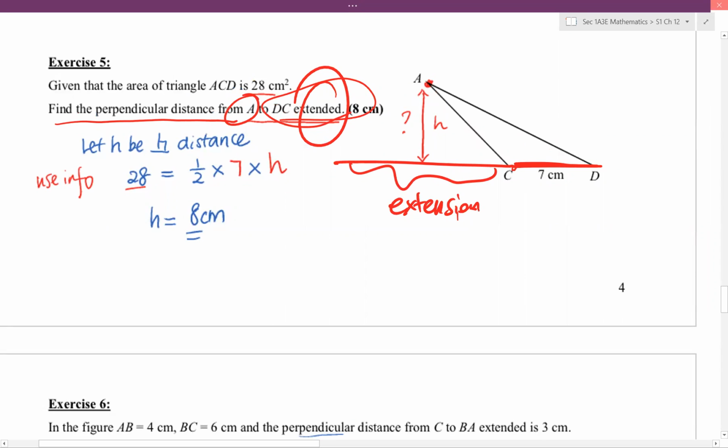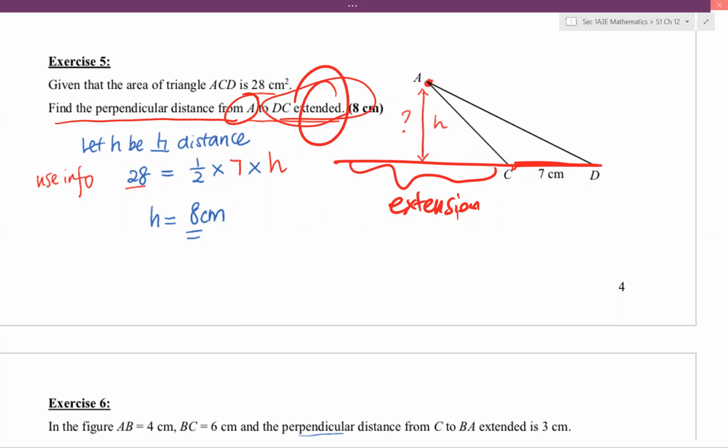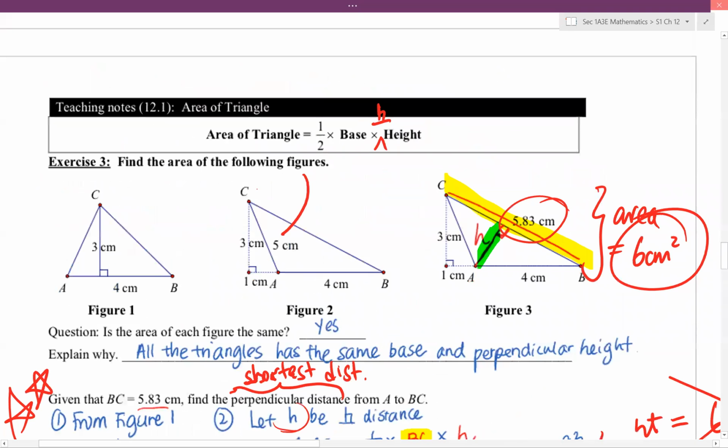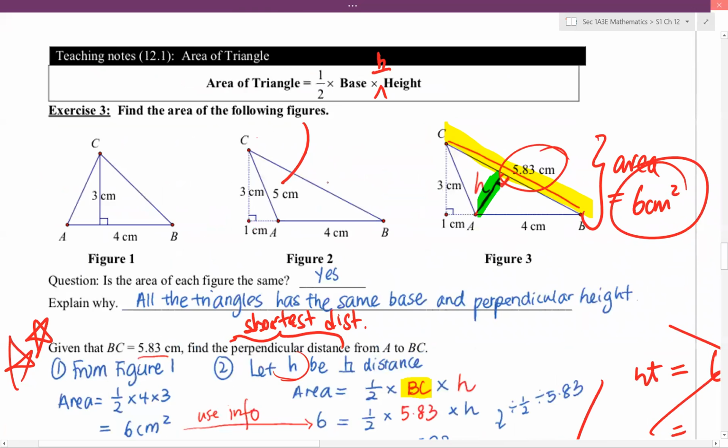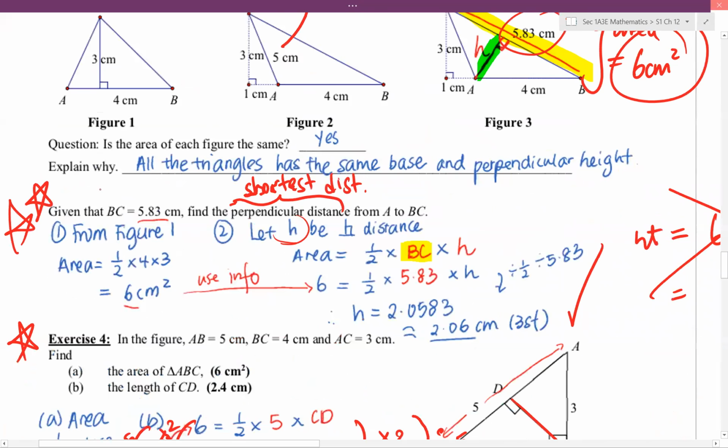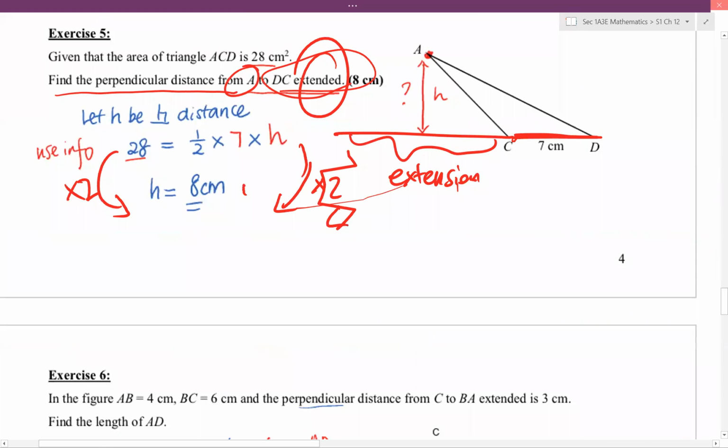So we start off with the formula again. Given formula, area 28, half times base times height. I know he wants to write h is just 28 times 2 divided by 7. I know. But you cannot. You need to show us the formula. Only then, on both sides, multiply by 2, and on both sides, you divide by 7, to get the answer, 8 cm.